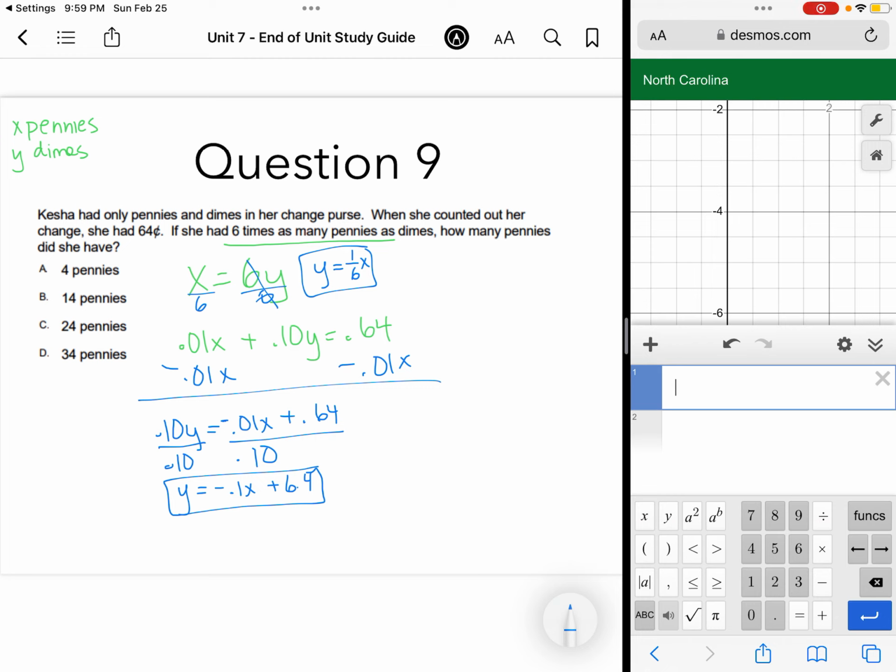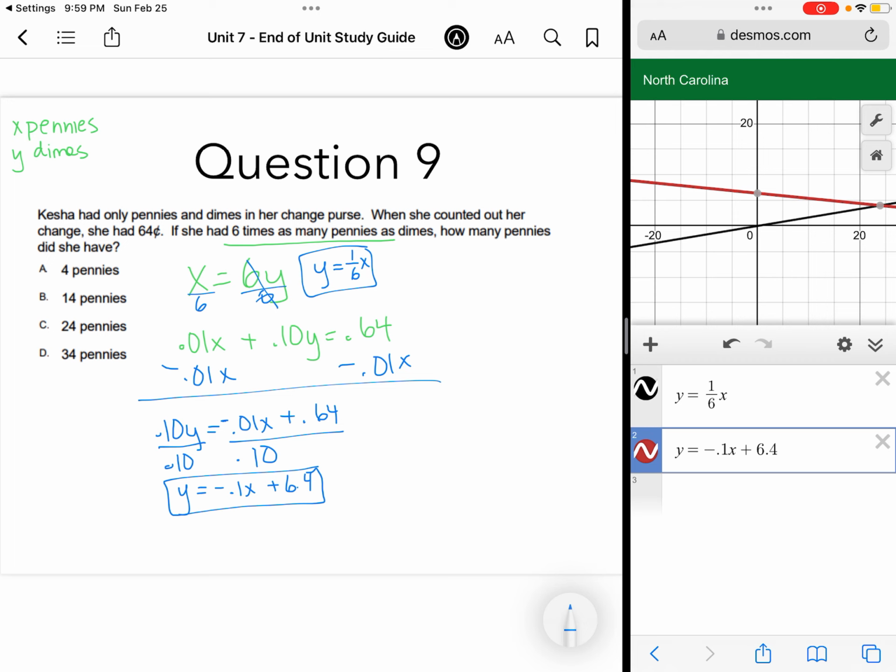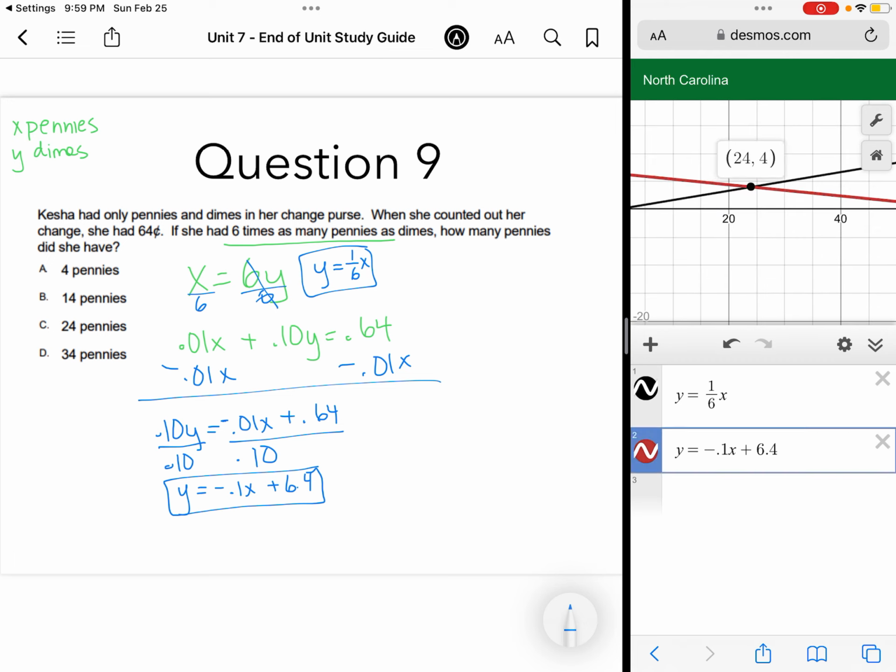All right, let's plug them in. y equals 1 divided by 6, arrow over x, and then y equals negative 0.1x plus 6.4. Hit the home button. See where they intersect. 24, 4. So those are the pennies, dimes. So she has 24 pennies.